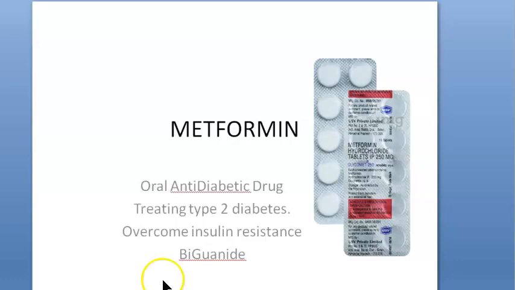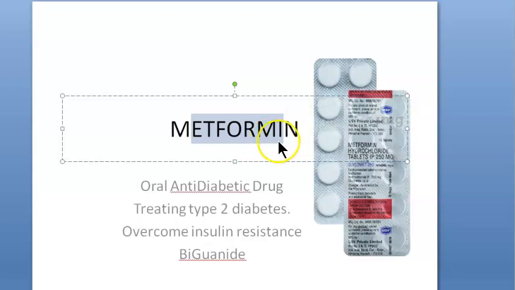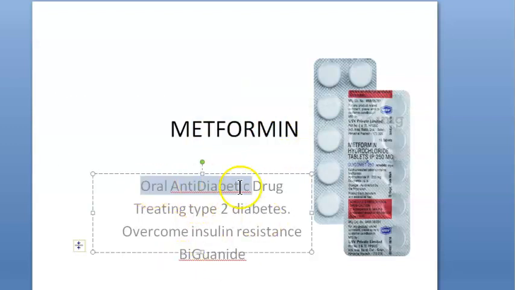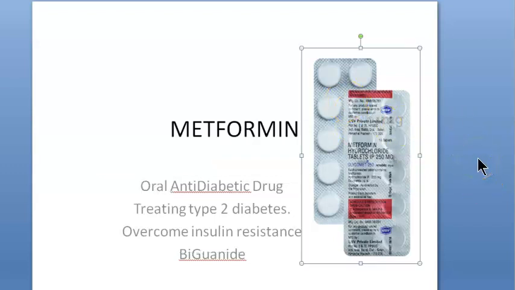Hello people, in this video we want to learn about metformin. So basically metformin is an anti-diabetic drug. What is it? It is an anti-diabetic drug which is taken orally. So you're able to see here, right? It is a tablet. So it is an oral anti-diabetic drug.